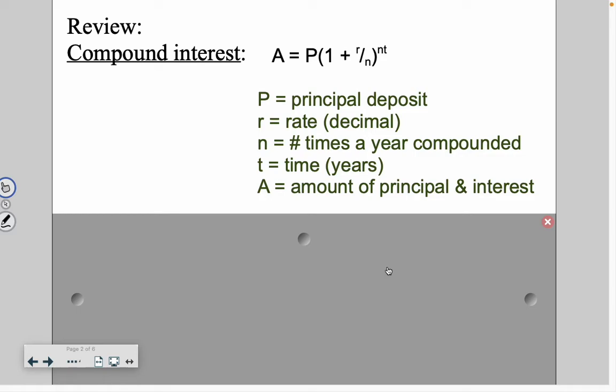T is the total amount of time. So if you're going to look at 5 years from now, 10 years from now, 100 years from now, how much money would you have? That's what T is. And A is your ending amount after that amount of time. So after 5 years, how much is sitting in the account? After 10 years, how much is sitting there? So just a reminder of this again. That's if things are compounded more than once a year, or even if it is once a year.